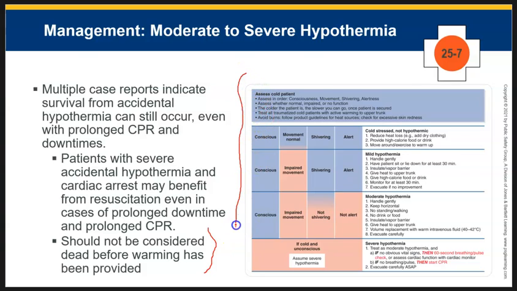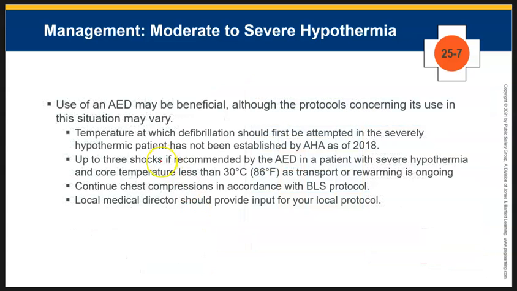This chart is an excellent summary of what we should consider moving from mild to moderate to severe hypothermias in these cases and the treatments that we can follow. More specifically with CPR, use of an AED may be beneficial, but the protocols can vary. And in fact, the American Heart Association hasn't exactly established the temperature at which defibrillation should be initiated in this patient that we are warming up from being severely hypothermic.